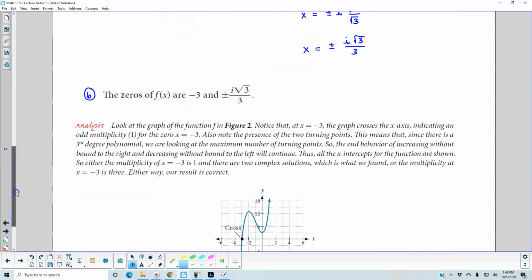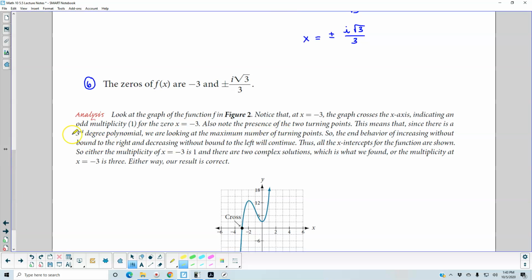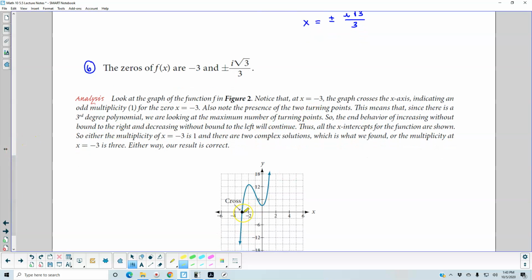Now if we look at the graph of the function in figure 2, we can notice that x equals -3 on the graph crosses the x-axis, indicating an odd multiplicity of 1 for the 0 of x equals -3. Now also note the presence of the 2 turning points. This means that since it is a third degree polynomial, we are looking at the maximum number of turning points. So the end behavior of increasing without bound to the right and decreasing without bound to the left will continue. Thus, all the x-intercepts for the function are shown.